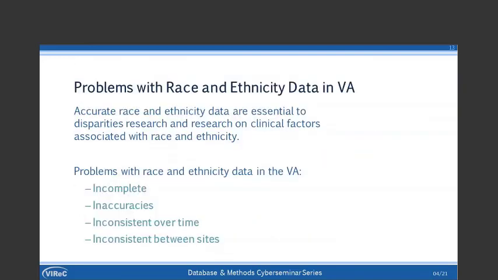So in order to address these needs, we need accurate race and ethnicity data. There are known issues with our data within VA. So the problems that we have is that data can be incomplete. That's probably one of the biggest issues that we have. We have inaccurate data. We have inconsistent data both over time and also between sites.